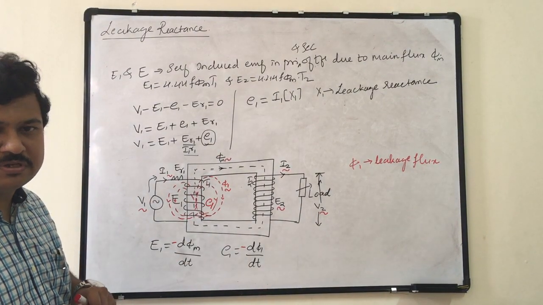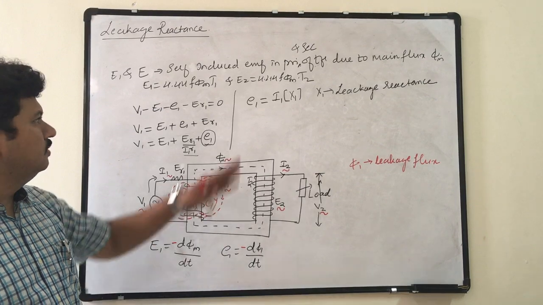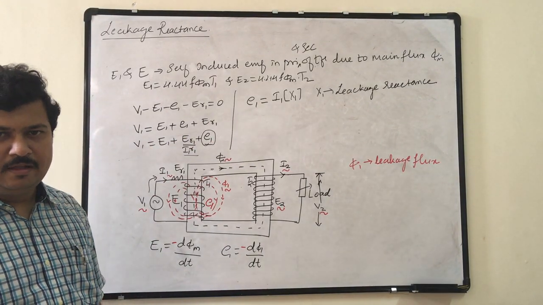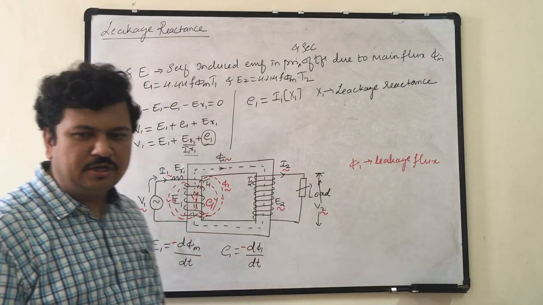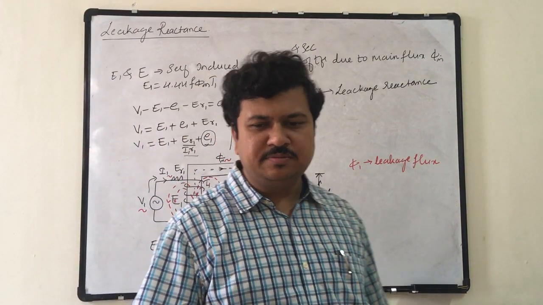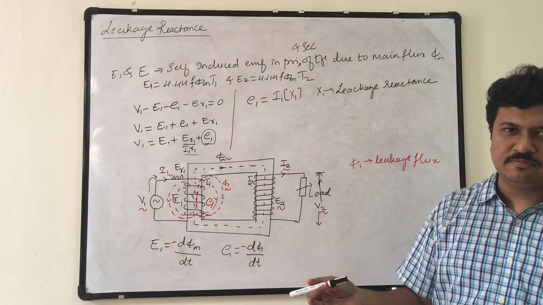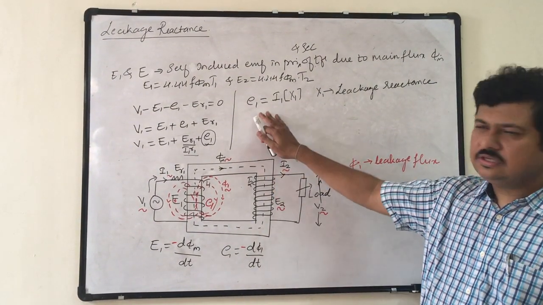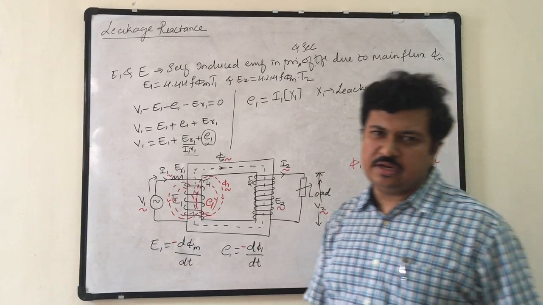Now how should I represent the voltage that is induced due to leakage flux? I1 into X1. On the secondary side, I2 into X2. In a generator, IA into XI. In a transmission line, IL into XL, line current into line leakage reactance. So this is the significance of leakage reactance. Wherever we go, we are talking about leakage reactance.